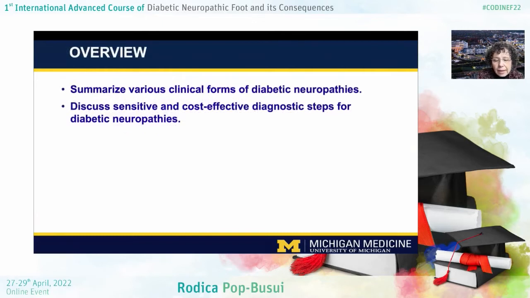To set the stage, I would like to put in context these very serious complications, which unfortunately, at least in many parts of the US, continue to be overlooked in clinical practice.